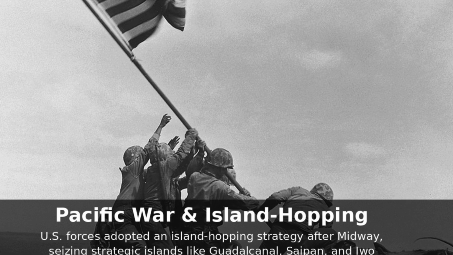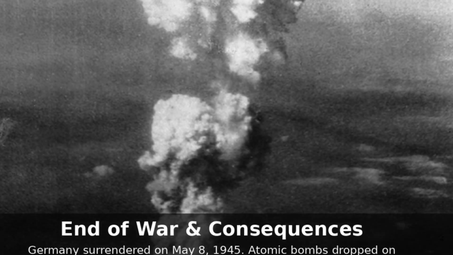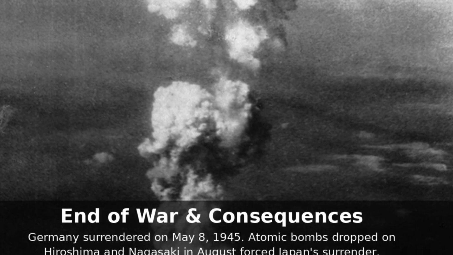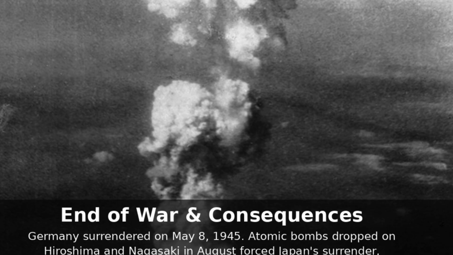Each island captured brought Allied airfields closer to the Japanese homeland, but casualties mounted on both sides. By early 1945, Allied forces were bombing Japanese cities and blockading the archipelago. The Pacific Campaign tested the endurance of U.S. service members and demonstrated the power of industrial mobilization, as carriers, amphibious ships and advanced aircraft multiplied across the vast ocean. With the Allies closing in from east and west, Germany collapsed in the spring of 1945.